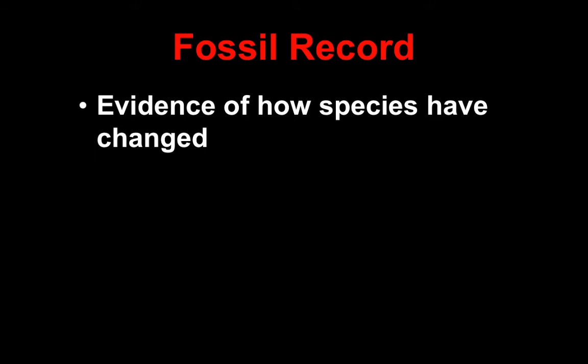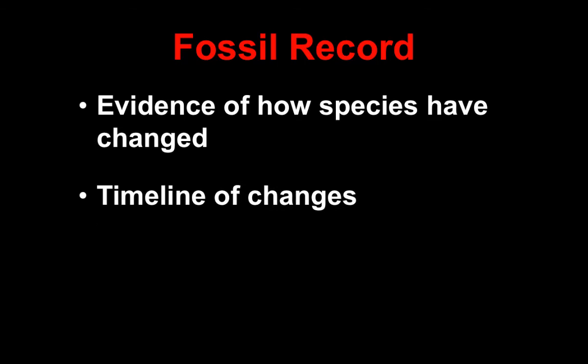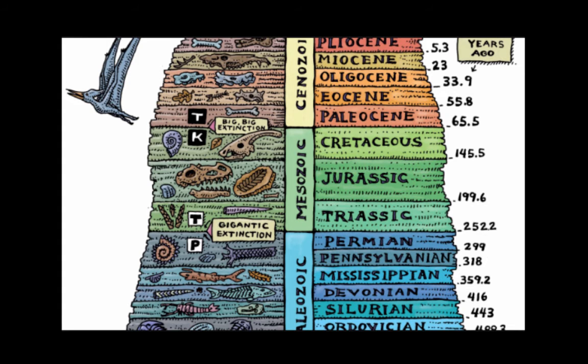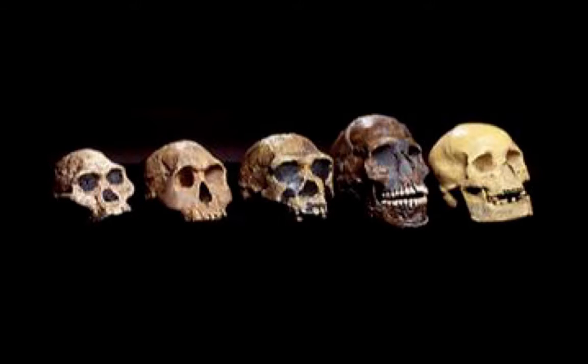So with the fossil record, it gives us evidence of how species have changed and kind of a timeline of that change. So when we look here, you can see that in the layers of rock, generally as you go down, you're going to find older organisms. And so if you find something in the same layer, you can assume that it's about the same age. And this helps us identify relative dating and gives us kind of that view of how organisms have changed. Here's a picture of some of the various human skulls placed in order in the fossil record.